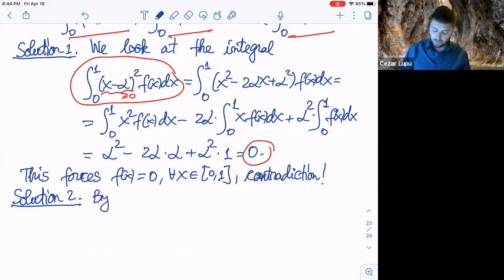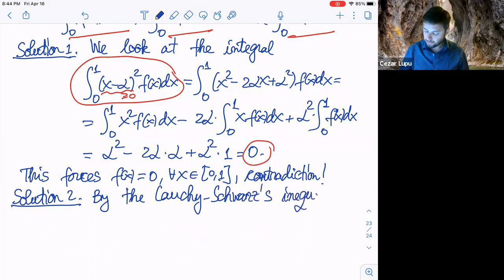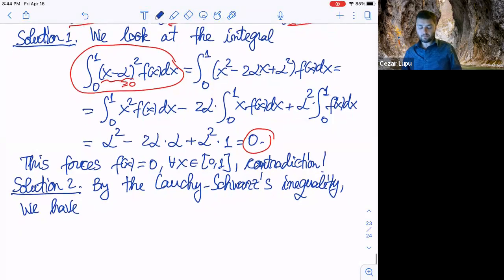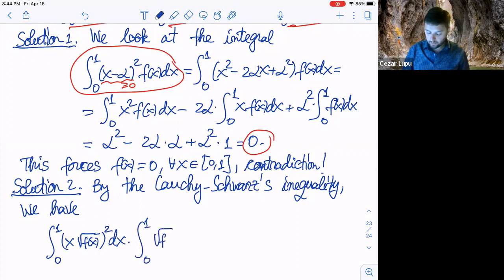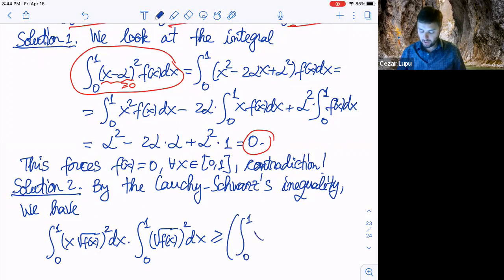So by the Cauchy-Schwarz inequality, we have, and let's see what do we have. So I'm going to write it in this way. The integral from 0 to 1 of x times the square root of f, squared, dx, times the integral from 0 to 1 of the square root of f squared, dx, will be greater or equal than the integral from 0 to 1 of, and let's multiply these two, so the square root times the square root will be x f of x dx, everything squared. So that's the Cauchy-Schwarz.